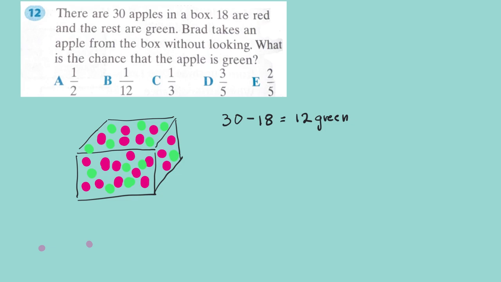And so the chance of getting a green apple is, like before, there are 12 green ones that he has the opportunity to pick, and the total is 30. Now that's the same thing as saying, let's divide everything by 3 here, and we'll get 4 and 10. We can still divide this by 2, and that means it's 2 over 5. So the chance of getting a green is 2 over 5, and that fits in with E.